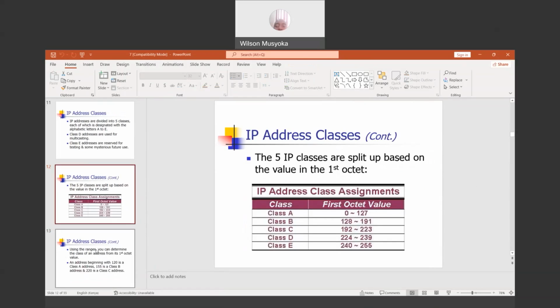So these are the classes. They are based on dividing or splitting the first octet. So for the first octet value, class A will start from 0 up to 127. Class B will start from 128 up to 191. Class C addresses will start from 192 to 223. Class D will start from 224 to 239. And Class E is 240 to 255. So that's how the classes have been divided.